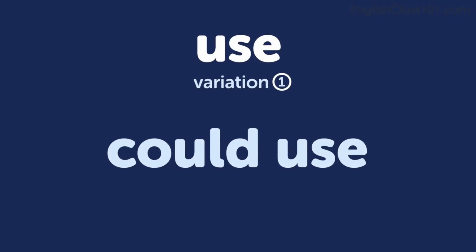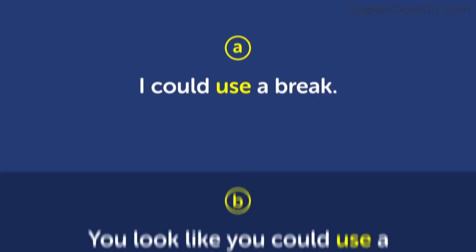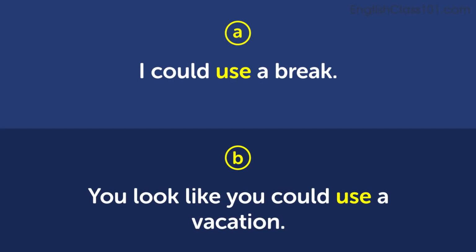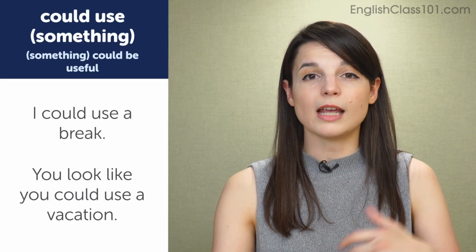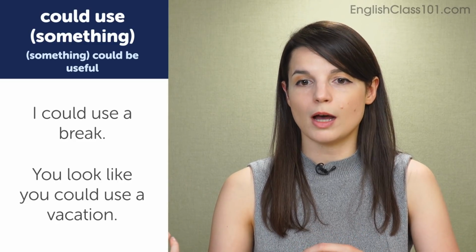Let's move on to some variations of this verb. The first expression is could use something. Could use something. It means that that thing might be useful in some way, might be a good idea in some way. Examples. I could use a break. You look like you could use a vacation.